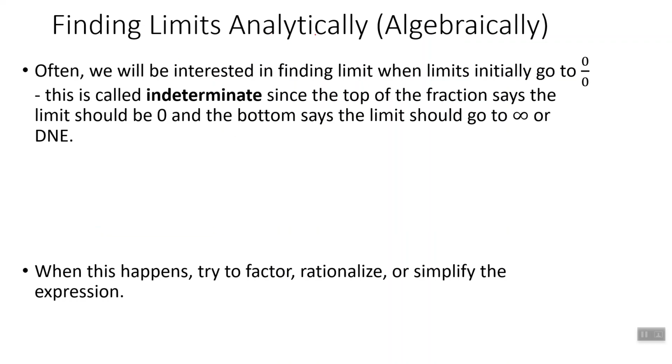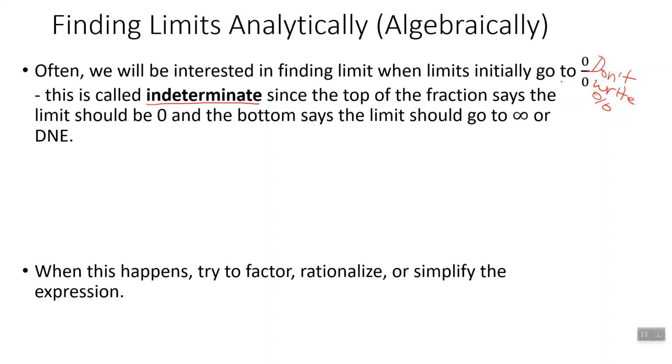So finding limits analytically, so that means using algebra. So algebraically, so factoring and canceling, all that sort of good stuff. So often we'll be interested in finding a limit when the limit initially goes to the form 0 over 0. So the top goes to 0, the bottom goes to 0. Now we don't want to write this on the AP exam. Don't write 0 over 0. They will not give you any credit for writing that as an indeterminate form. All right, this is called indeterminate.